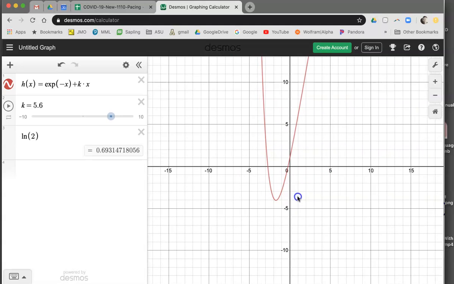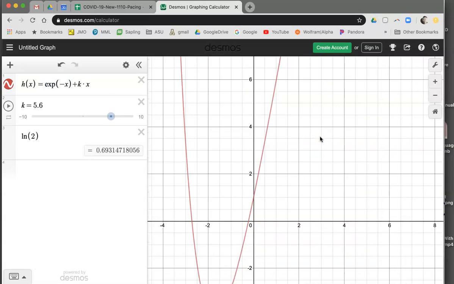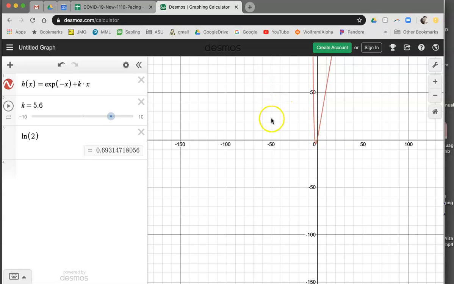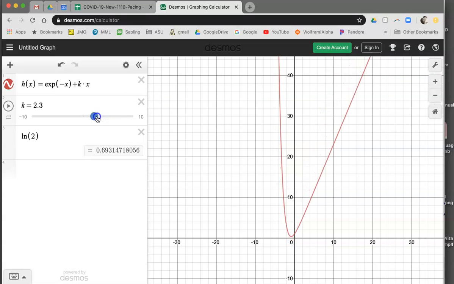Our critical number is moving to the left, and our function is looking like a local minimum. As x gets bigger and bigger, our function stops looking like the exponential function because that term is getting closer to 0, and our function is starting to look more like a straight line, k times x. But no matter how you zoom out, our function never levels off to become a horizontal asymptote.